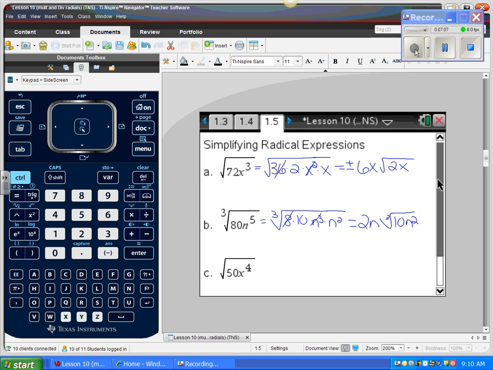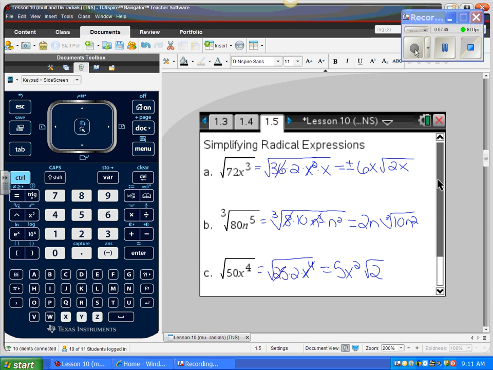Good? All right, let's try C. 50x to the 4th. How are we going to break it apart? 25 and 2, good. And do I need to break apart x to the 4th? Why? What goes into it? Be more specific. The index divides into that power. Good. What's my index again? 2. Good. Okay. Leave that x to the 4th. Square root of 25? Okay. Square root of 2? No. Square root of x to the 4th. Good. So 5x squared, square root of 2.